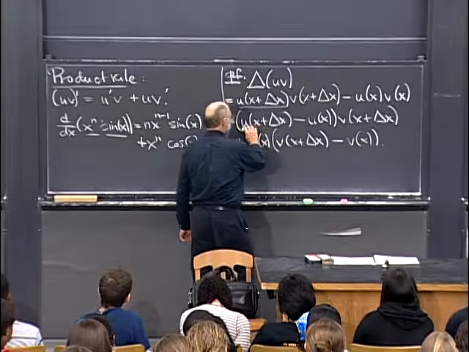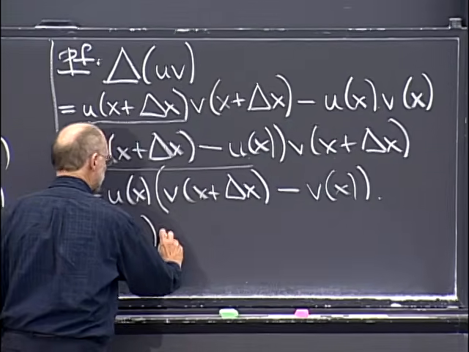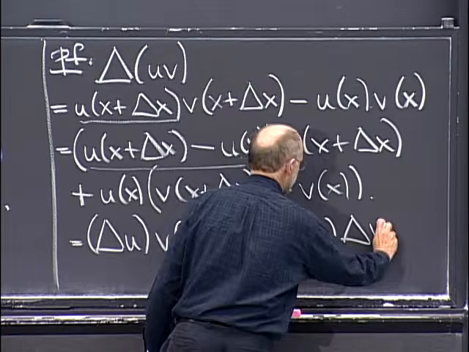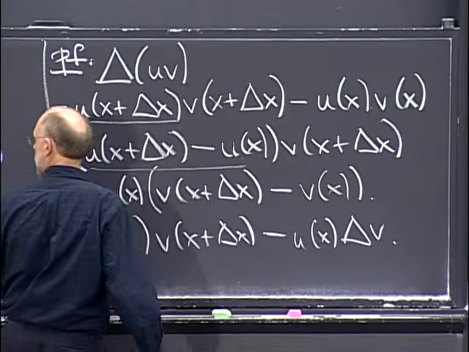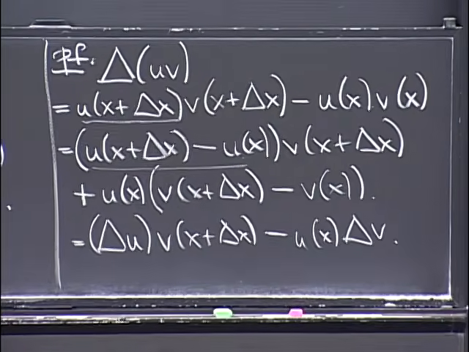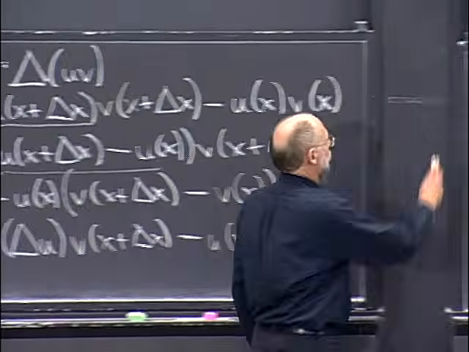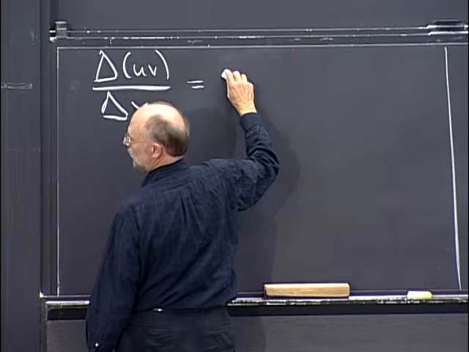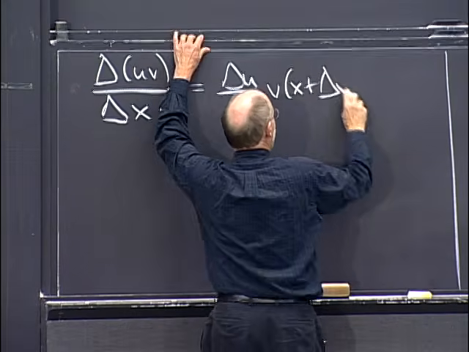Well, I like that because it involves the change in u and the change in v. So this is equal to delta u times v of x plus delta x minus u of x times the change in v. Well, I'm almost there. The next step in computing the derivative, take the difference quotient, divide this by delta x. So delta of uv divided by delta x is, well, I'll say delta u divided by delta x times v of x plus delta x.